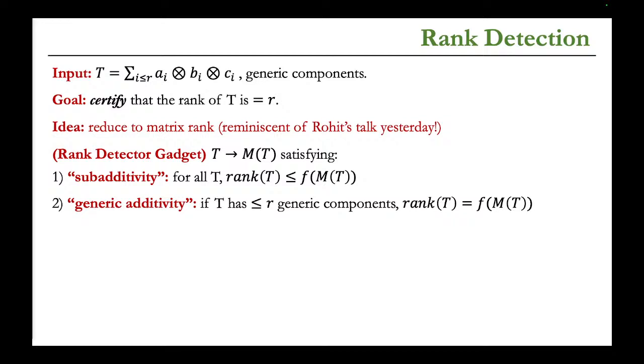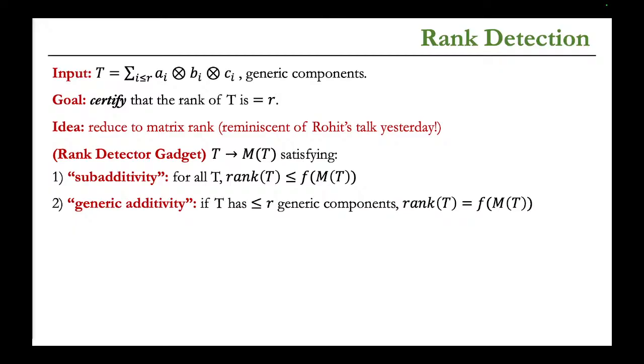So, let's formulate it as the following definition. I'm going to call a map from T to a matrix M of T a rank detector gadget, if it has the following property. One, its rank should be subadditive in the rank of T. So rank of the tensor can be written as some function of the rank of M of T. So it's not f of M of T, it's f of rank of M of T.